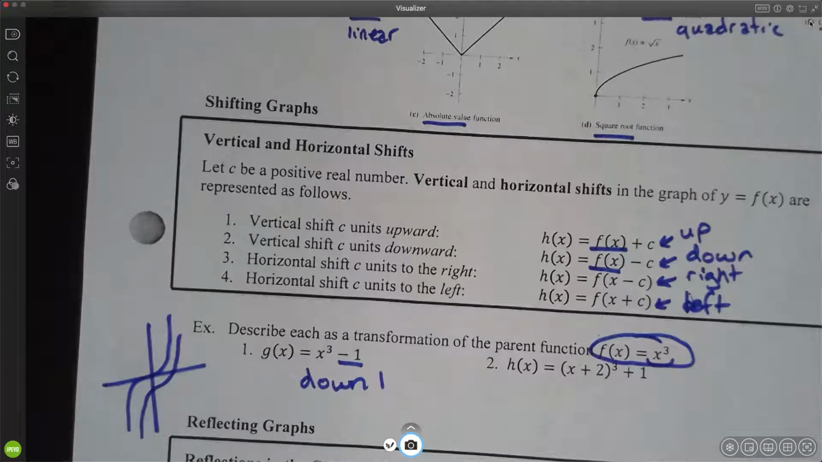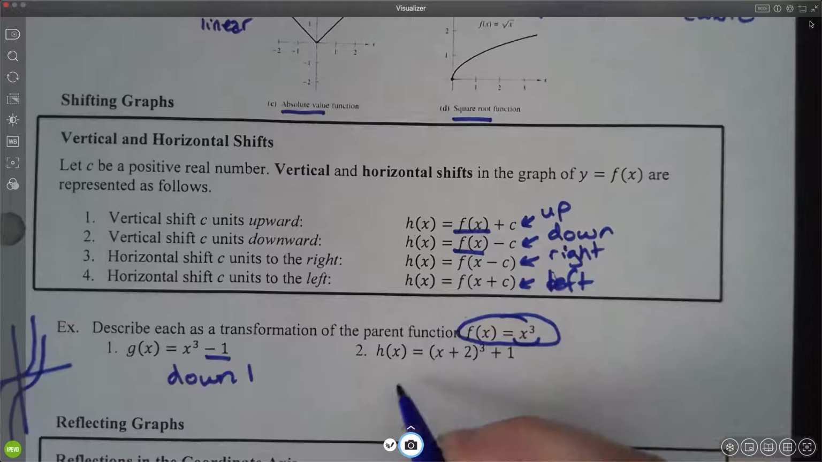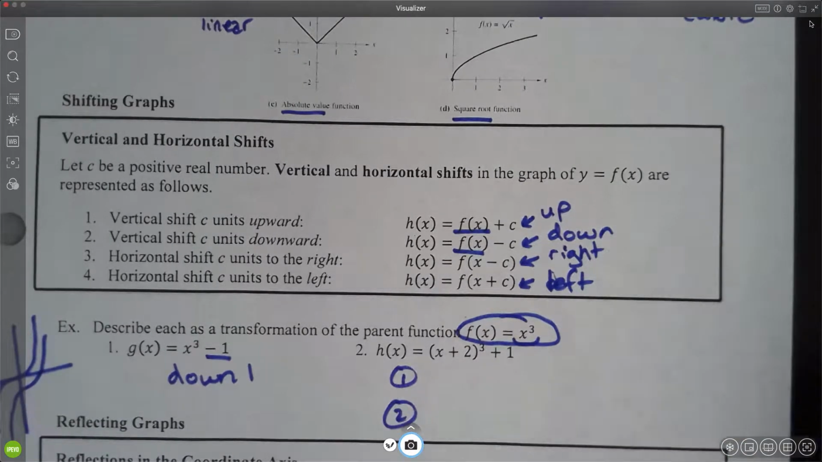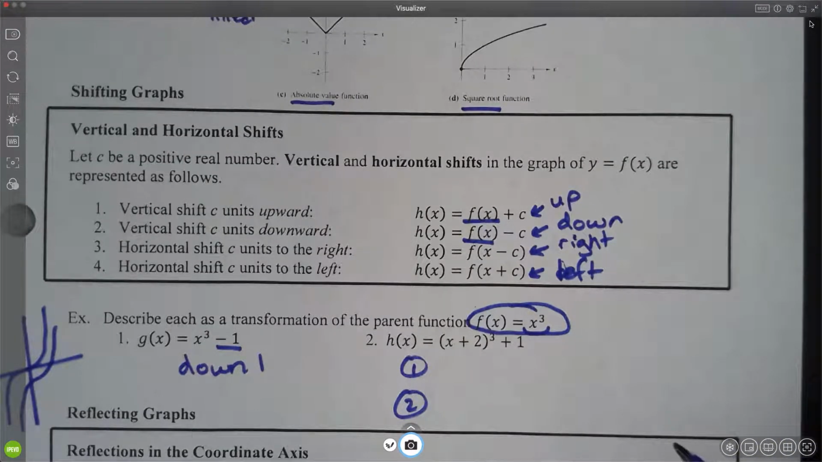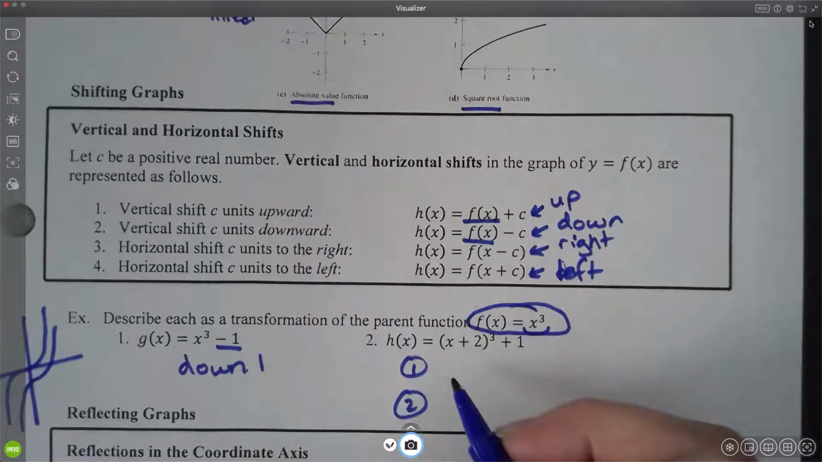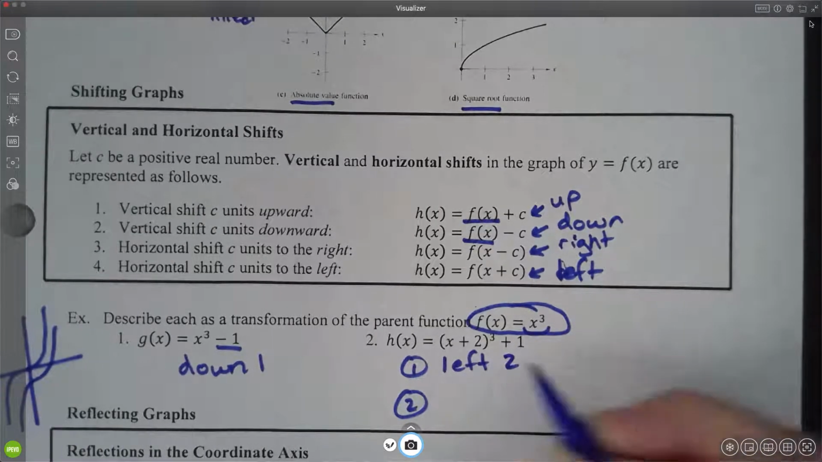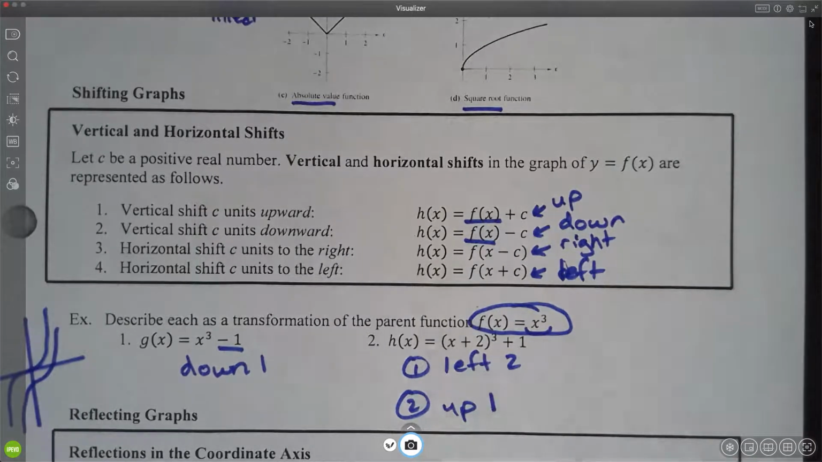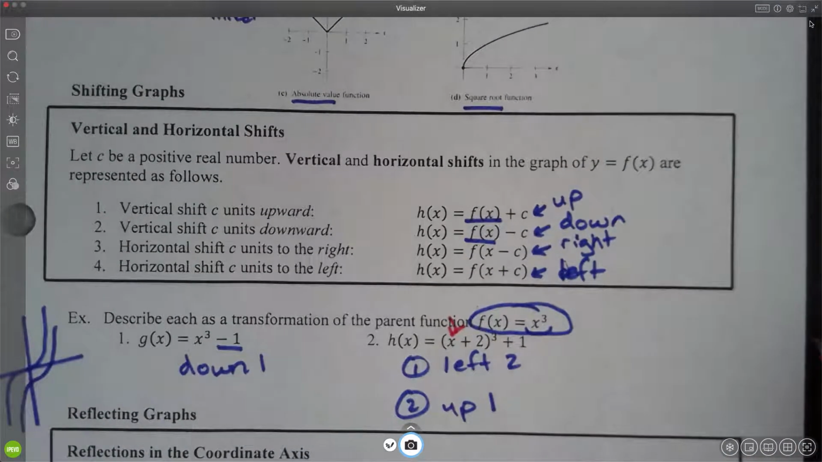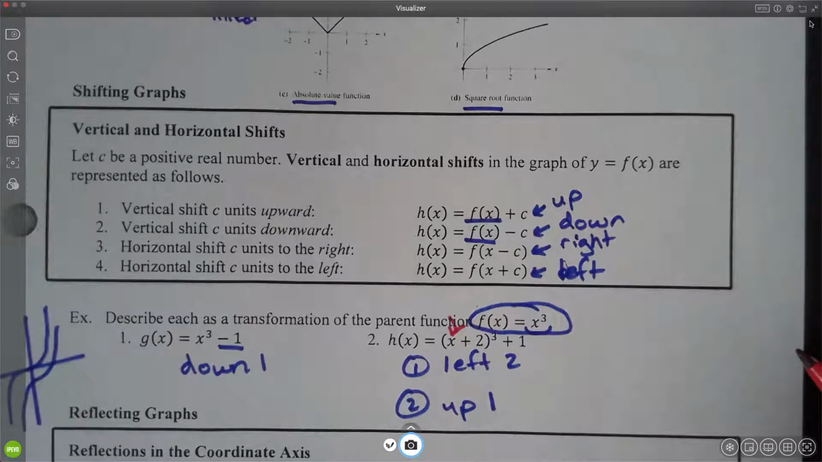It makes him way easier for me to graph than plotting points. Number 2, what's happening there? There are two things that are happening. Down 1. Now which one comes first? It says left 2, down 1. Well, part of that is wrong. Up 1. The 2 comes first. So you're going to go left 2, and then you're going to go up 1. Here's how I determine which one comes first. If I were to plug a number in for x, would I add the 2 or would I add the 1 first? I would add the 2 to it first. So that's what's going to happen to it first. Left 2 and then up 1.